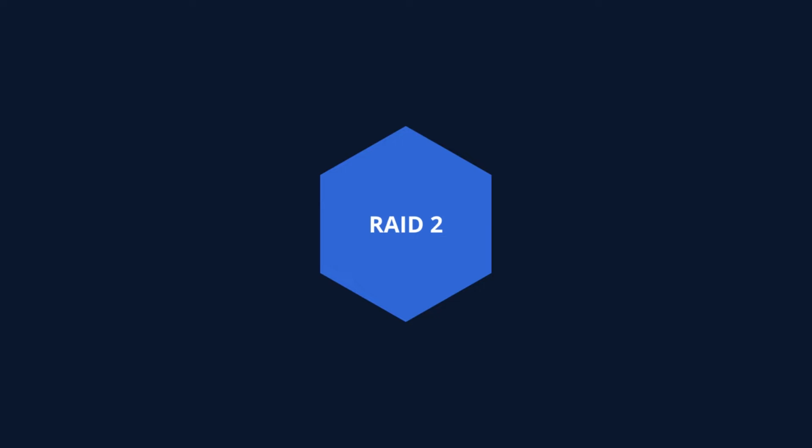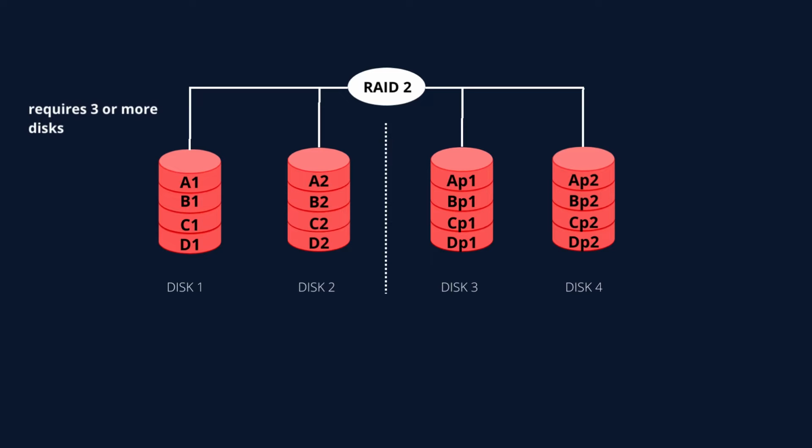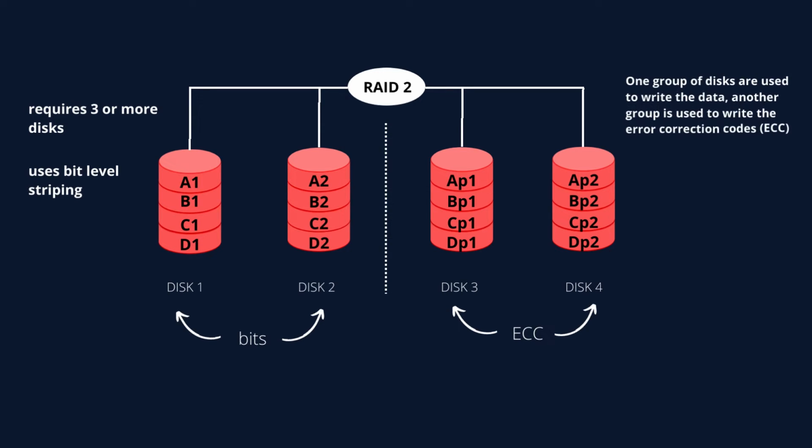For RAID 2, it requires 3 or more disks. This RAID uses bit level striping, which means instead of striping the blocks across the disks, it stripes the bits across the disks. One group of disks is used to write the data, and another group is used to write the error correction code. This RAID uses Hamming error correction code and stores the information in the redundancy disks.